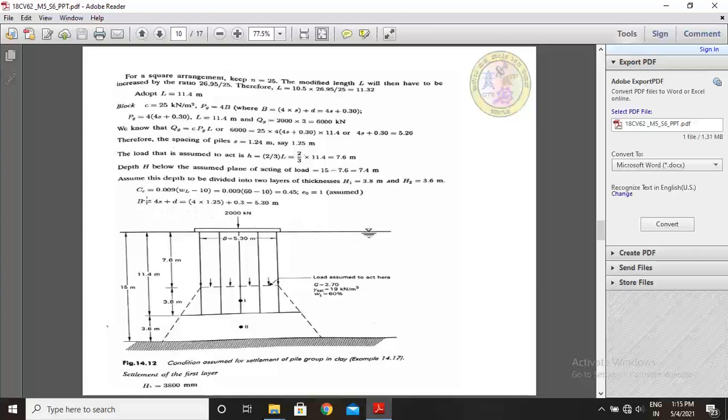Now you calculate the compression index. CC equal to 0.009 times (WL minus 10). So by using this Terzaghi equation, here e naught equal to 1 assumed. So then you calculate the compression index, 0.45. B equal to 4S plus D. So that is 4 into S, which is 1.25, plus diameter 0.3, means 5.3 meters. That is B.